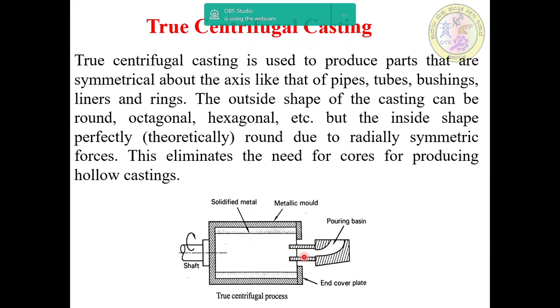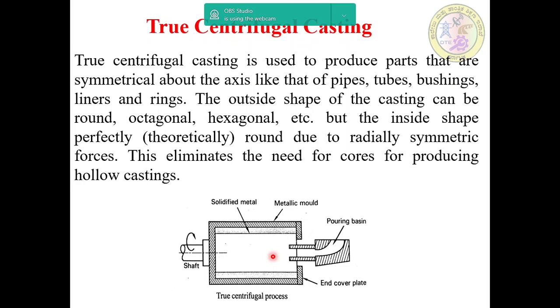its axis at high speed in the range of around 300 to 3000 rpm, revolutions per minute, and then a measured quantity of molten metal is poured into the rotating mold. This is the pouring basin. Here molten metal will be poured, and then the centrifugal force of the rotating mold. Here the shaft is fixed, and then rotation takes place.